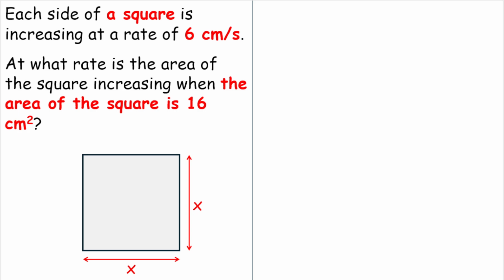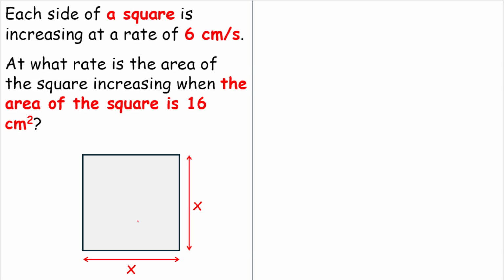Each side of a square is increasing at a rate of 6 centimeters per second. At what rate is the area of the square increasing when the area of the square is 16 centimeters squared? Okay, and let's see here. We need to find out the formula of a square.